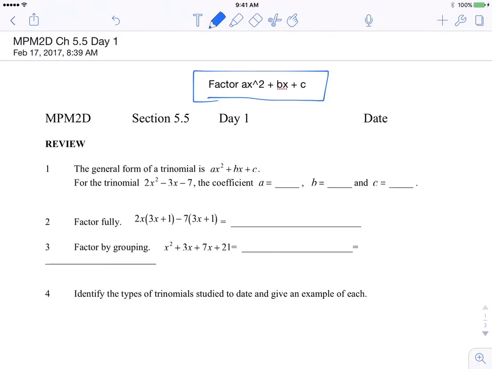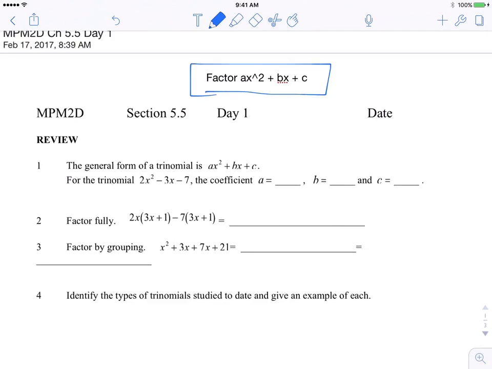Hello, gentlemen. Today we're working on factoring ax squared plus bx plus c. In this case, the a value is not 1. So we've looked at x squared plus bx plus c when the a value is 1, and today we're looking at when the a value is not 1, or is greater than 1. All right, we're jumping right in.